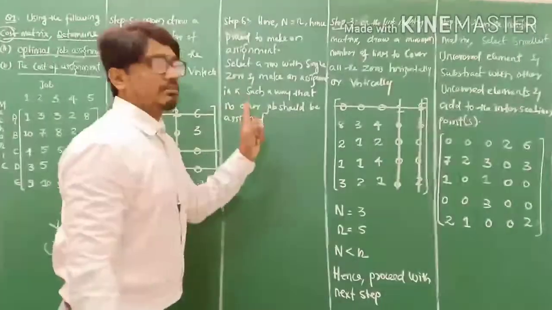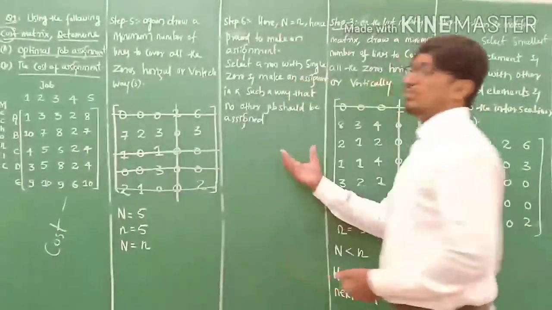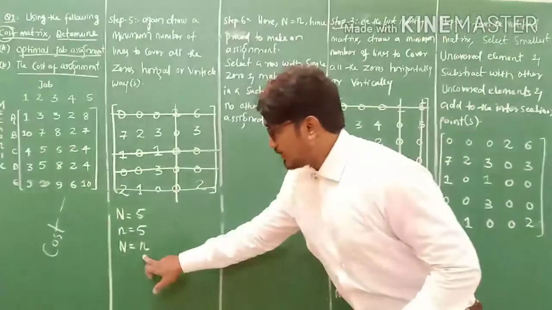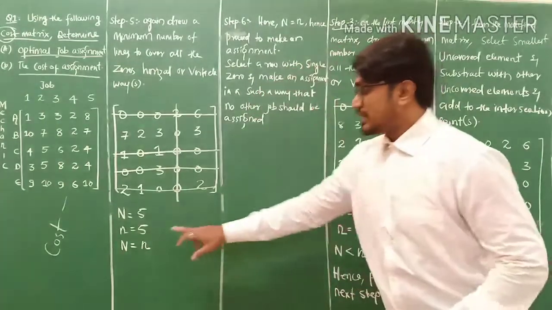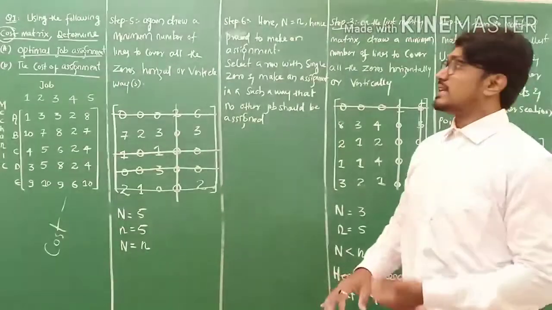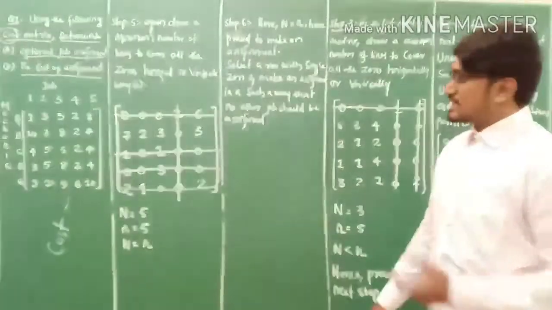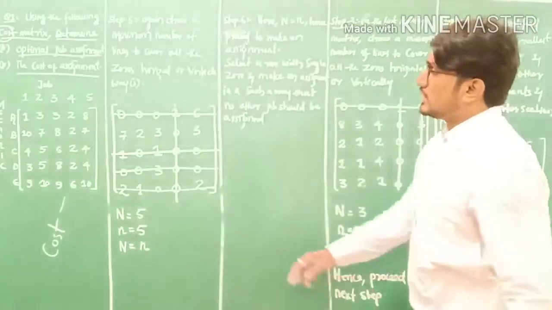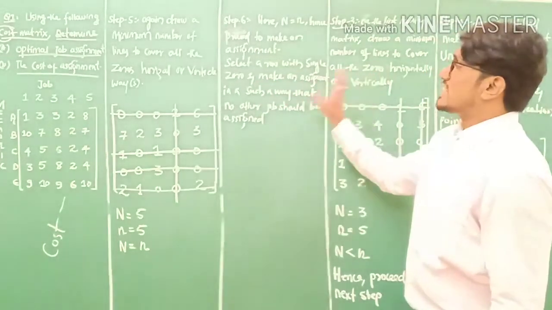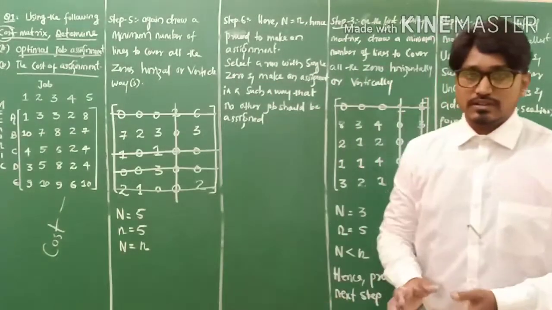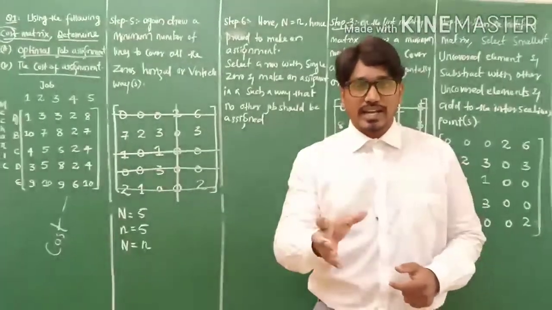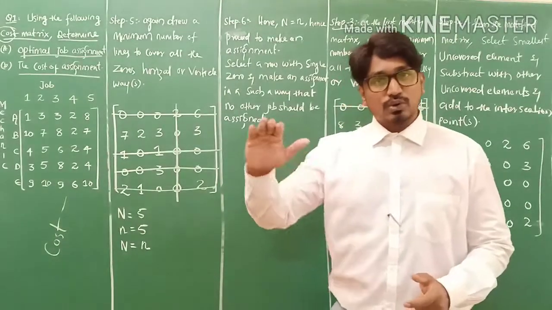Are you getting me? This is nothing but step number six, my friends. Please listen very carefully to understand step number six. Here, n equals n, the number of lines drawn equals the order of the matrix. Hence, we proceed to make an assignment. So, how to make an assignment? For that, we select a row with a single zero from this previous matrix, and make an assignment in such a way that no other job should be assigned to that particular row.